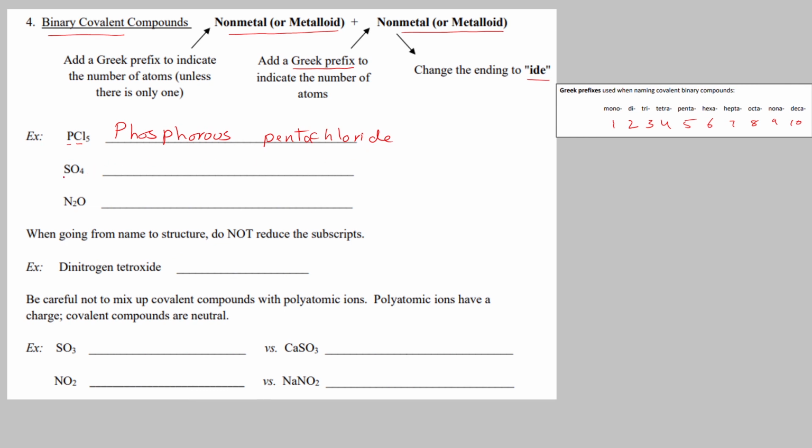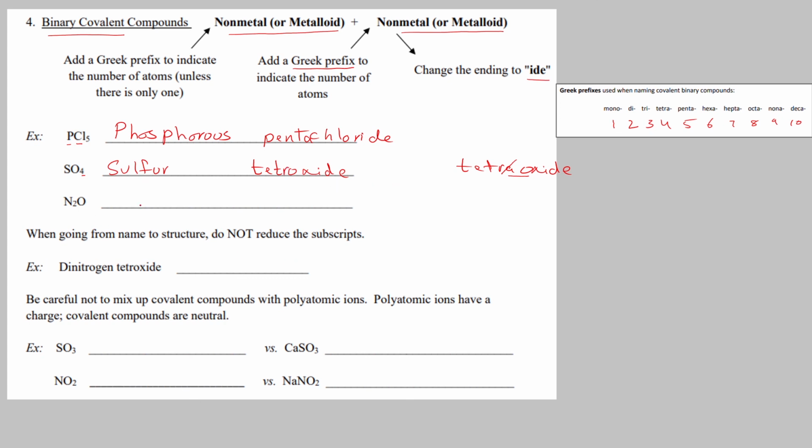Next example, we have sulfur. So it will be sulfur because it is only one. We are not going to use any Greek prefix for that. Now for oxygen, we will say it is oxide. The Greek prefix for 4 is tetra. So if we write tetra and oxide, when we have two vowels together, we will drop the a from the Greek prefix and use tetroxide. So the name will be sulfur tetroxide.